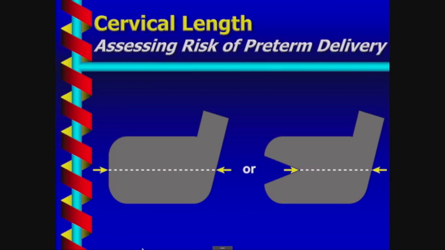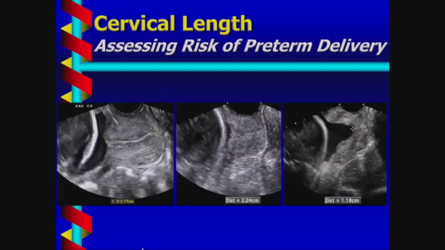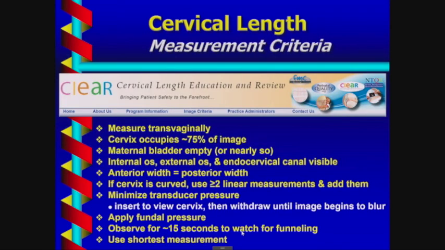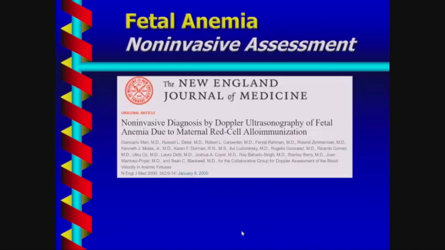Cervical length is another measurement, and this is useful in at least some cases in assessing the risk of preterm delivery. Best measured on a transvaginal scan, and anything under 2.5 centimeters, 25 millimeters, is abnormal. When there's funneling, the measurement is from the end of the funnel to the external os, and there are very specific criteria that have been put out there for how to measure the cervical length. I won't go into them item by item, but like all measurements, it's important to measure accurately.